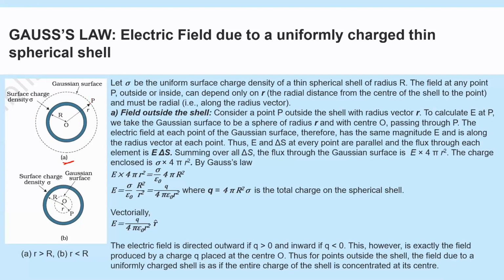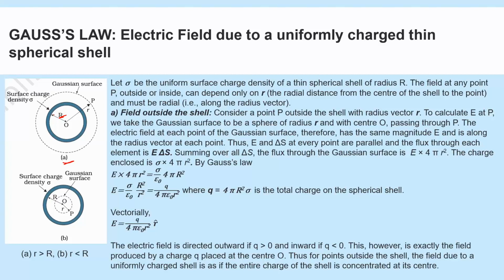So in the first case, when the field we are considering is outside the shell, we consider a point P. The Gaussian surface has the radius of the spherical shell plus some distance. The small r is the radius of the Gaussian surface that we are considering outside the thin spherical shell, and the big R is the radius of the thin spherical shell. The surface charge density we are going to consider on the surface of the spherical shell.